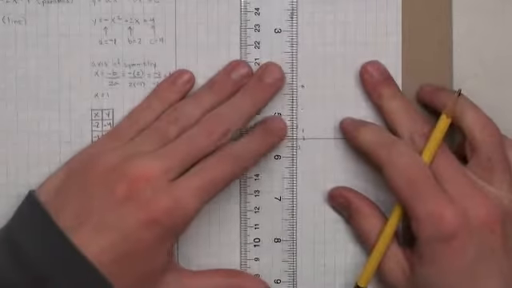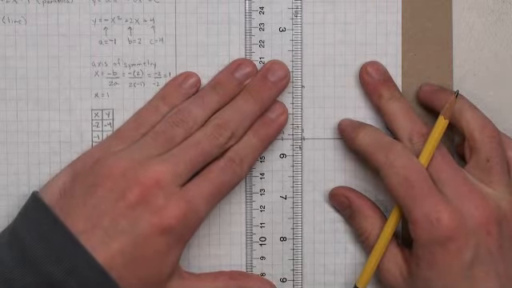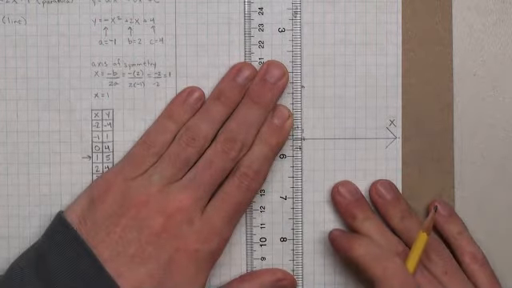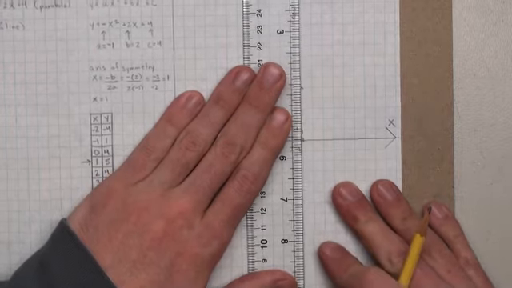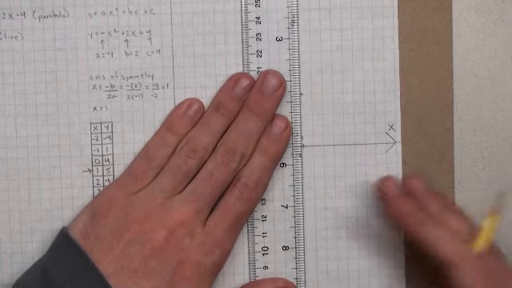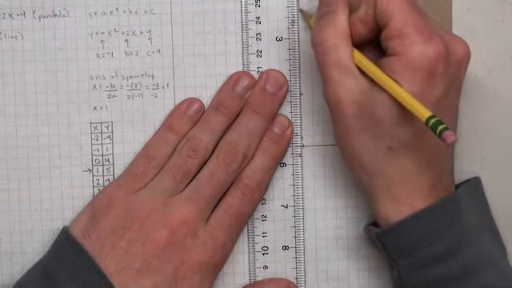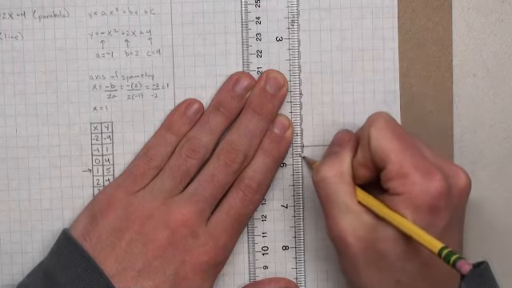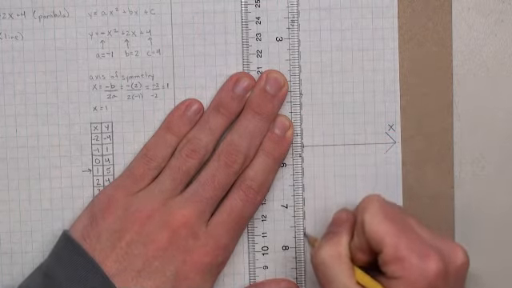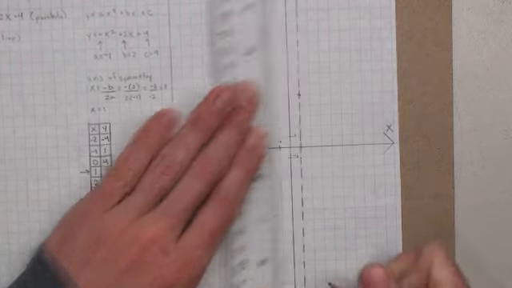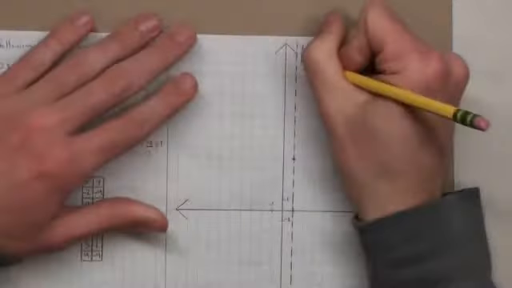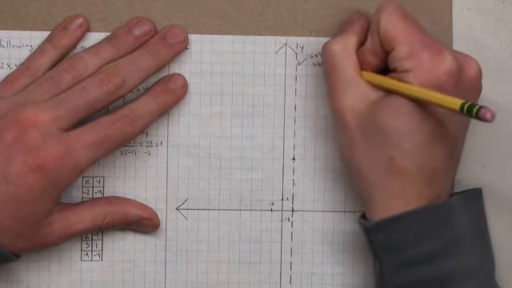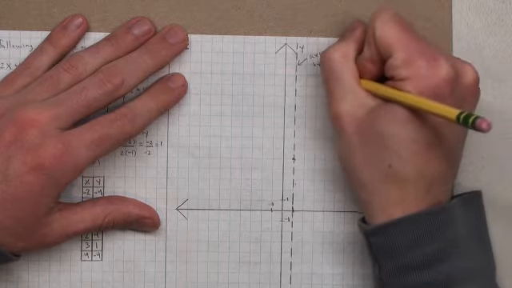Let's graph our axis of symmetry first, right? It's at x equals 1, right? X equals 1. So that is a vertical line going through 1 on the x-axis. So I'm going to make this dotted. There's my axis of symmetry, and I label it: axis of symmetry, x equals 1.